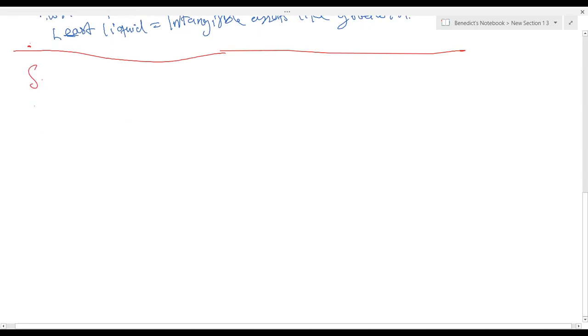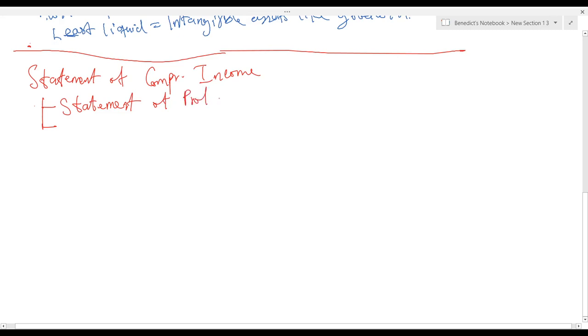Alright, so next we talk about the statement of comprehensive income. Now, this can be in two statements. Well, there are two statements in it, and they can either be presented as two separate statements or one statement with two sections. So the two components of these statements, the first one is the statement of profit or loss, or the profit or loss section.